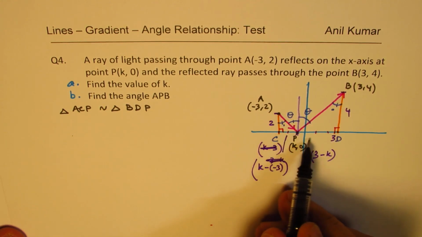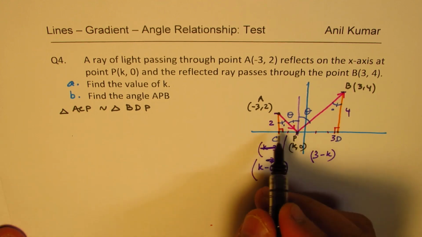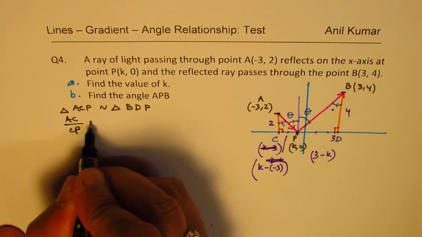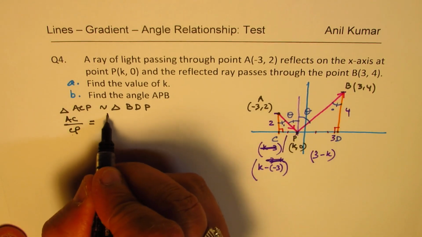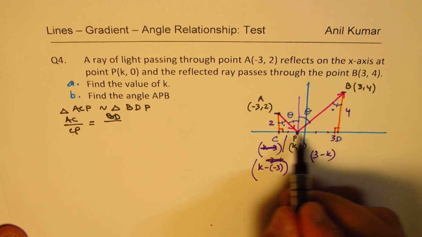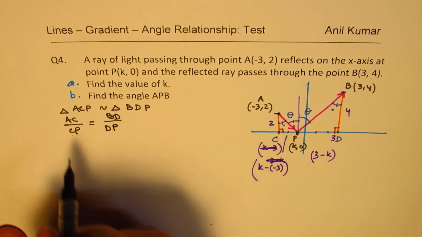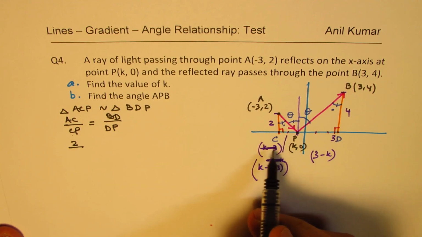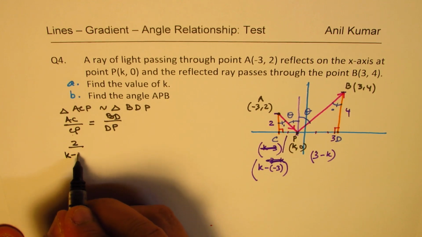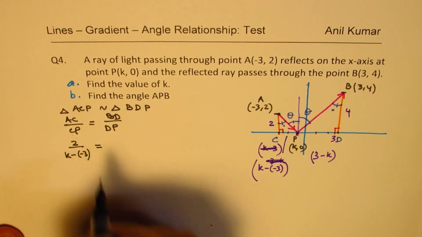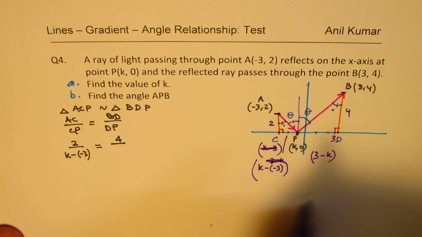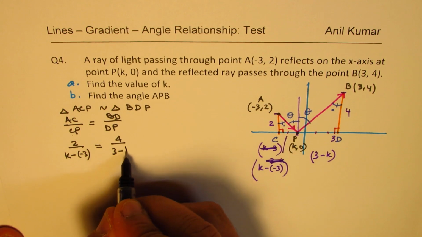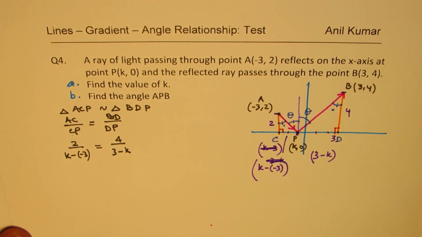Angle ACP, the smaller triangle, and this is the bigger triangle. So we can write this as AC over CP should be equal to BD over DP, correct? So AC is 2 and CP is K minus 3. You get an idea, right? And that is 4 over, this position is 3 minus K. We don't know what K is, right?